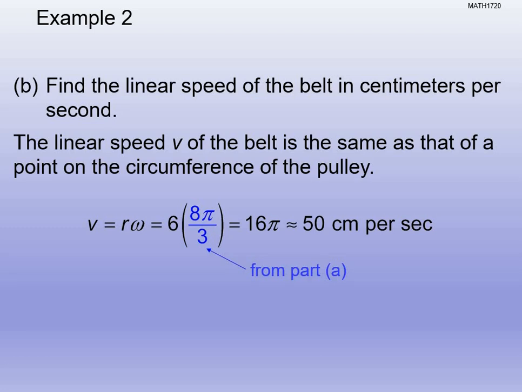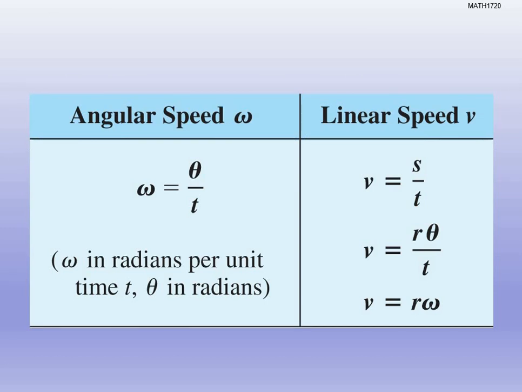All right, since we know omega is 8 pi over 3, we can multiply it by the radius, which is 6. So we end up getting 16 pi, which equals 50 centimeters per second. So we're really just taking a look at these equations. I'll bring them back up on the screen here. It's really which one of these equations fits what we have.